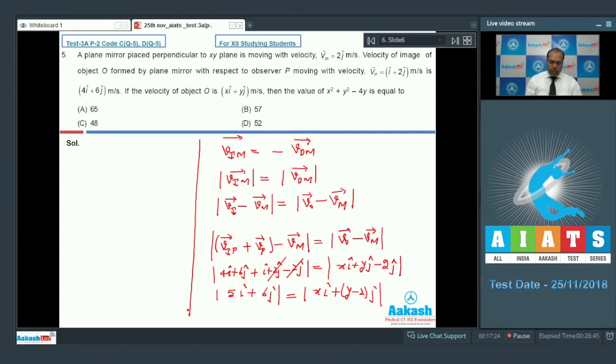So if I take the mod on both the sides, then under root 61 is equal to under root of x square plus (y minus 2) whole square. So on solving this, I will get x square plus y square minus 4y is equal to 57. So option B is the correct answer. So the correct answer for question number 5 is option B. Let's move to question number 6.